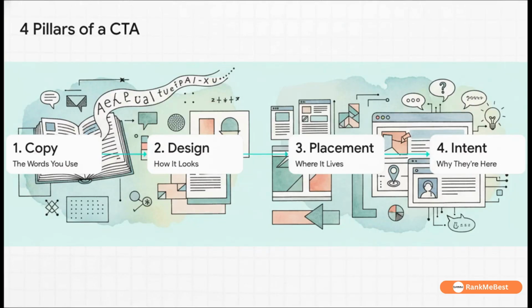First, you've got copy. What words are you using to make someone want to click? Second, design. What does it look like, and does it even catch your eye? Third is placement. Is it in the right spot? And finally, this one's a little more subtle: intent. Are you asking for something that the visitor is actually ready to do? We're going to break down every single one of these.